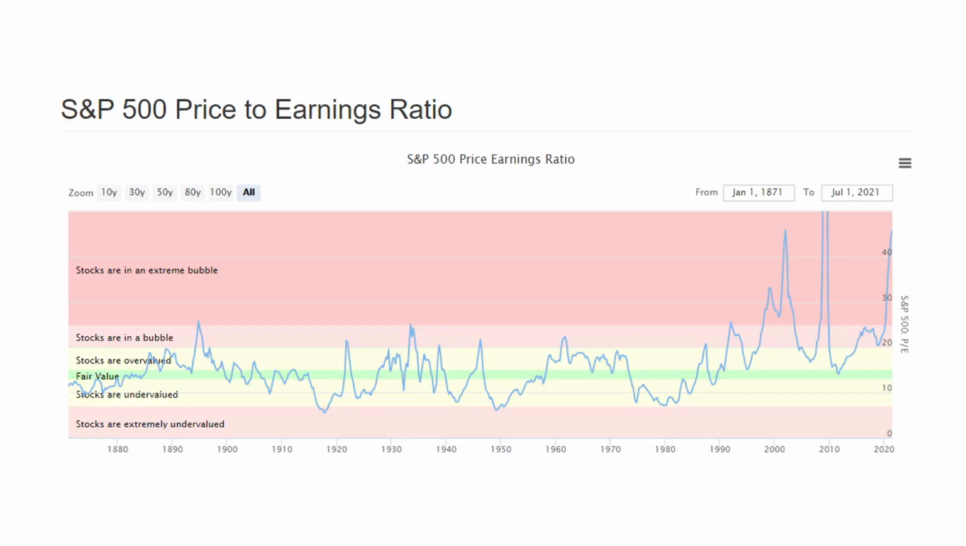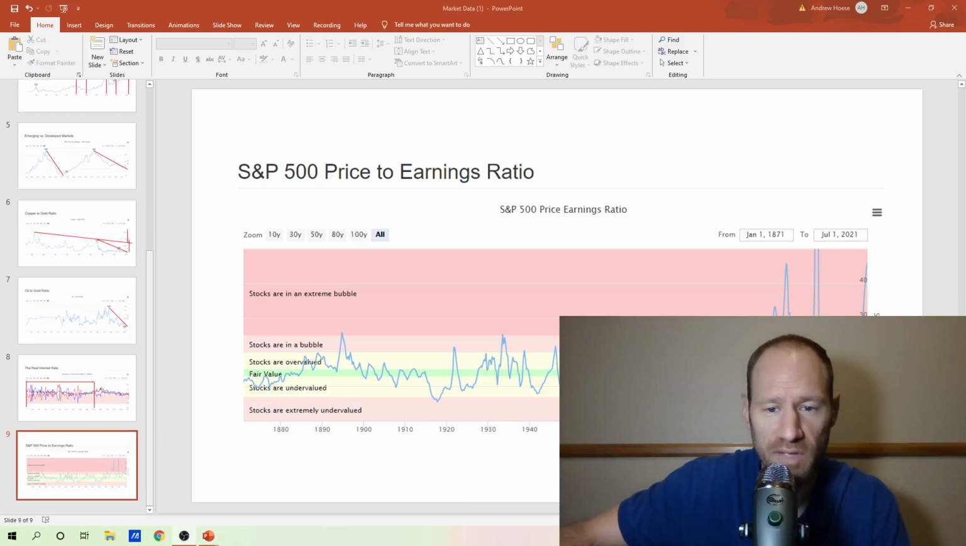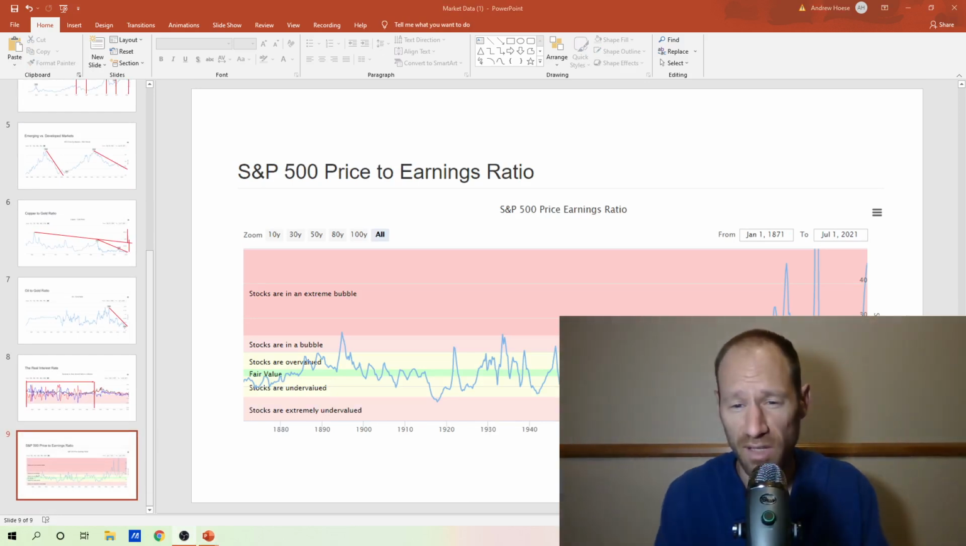Here's the S&P 500 price to earnings ratio. Ever since about 2000, we've gone into ludicrous overvaluation mode. And I think this is going to come back down. I think interest rates are going to have to go higher because of inflation. And I think it's going to pop or prick this bubble in the S&P 500. So that's what I've got. Hopefully this gives you a little bit better outlook on some of the commodities and what they're doing on a long-term perspective.